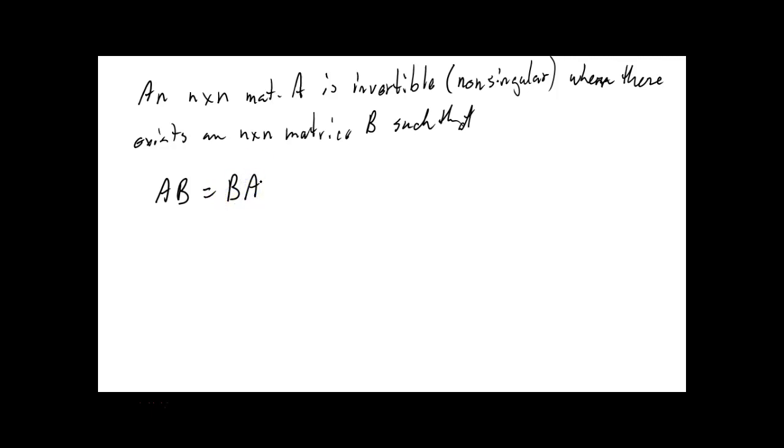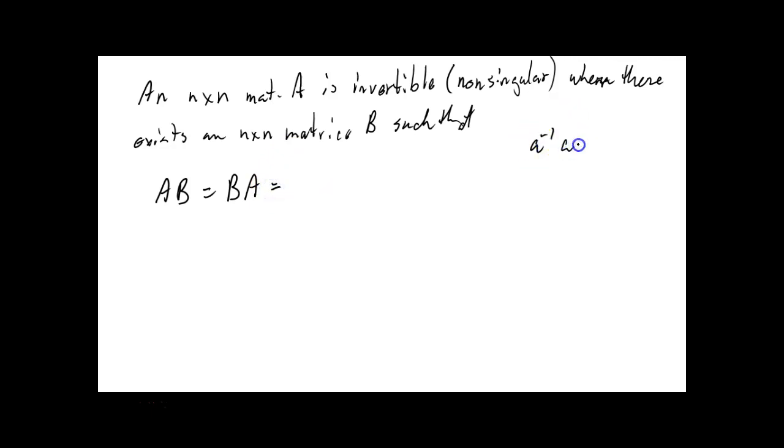Remember back, time out, most of the time this is not true. Most of the time, matrix multiplication is not commutative. We gave several examples earlier of why this is not generally the case. But if these are inverses of each other, if A is an invertible matrix, and you pick the right other matrix B, you can make that true.